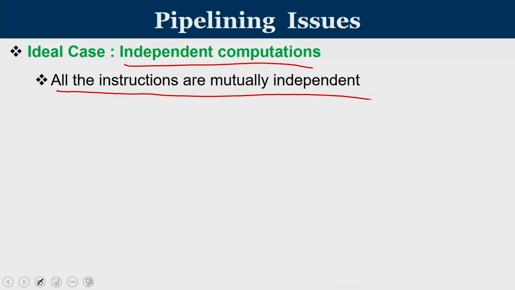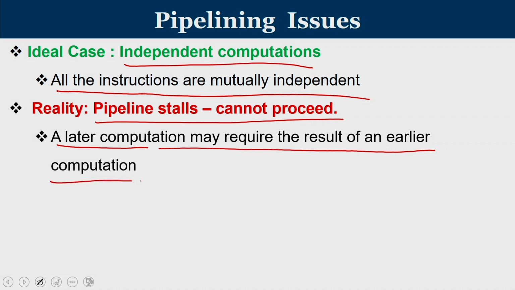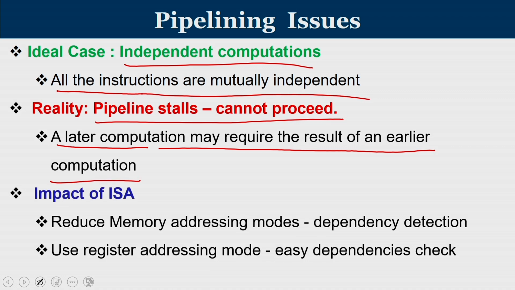So, what is the reality? If you assume this real time case, the reality is pipeline stalls will be created, we cannot proceed. Sometimes we may have scenarios in which a later computation may require the result of an earlier computation, that is called dependency between instructions. And what is the impact of instruction set architecture? Wherever possible try to reduce memory addressing mode. You can have dependency, but if the dependency is between registers.